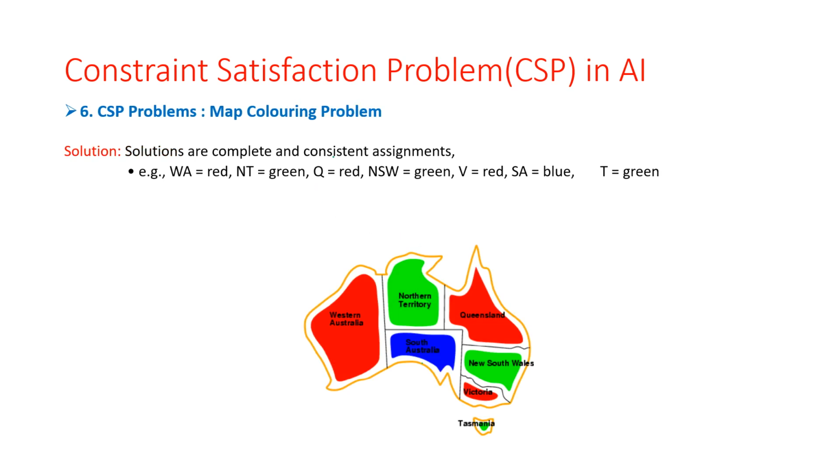So the solutions are complete and consistent assignments. WA is equal to red, NT is equal to green, Q is equal to red, NSW is equal to green, V is equal to red, SA is equal to blue, and T is equal to green. So this is a map coloring problem by using constraint satisfaction. Thank you.